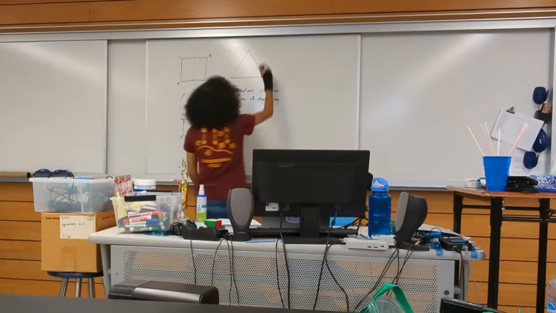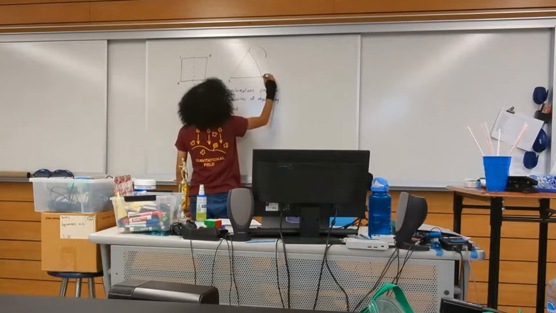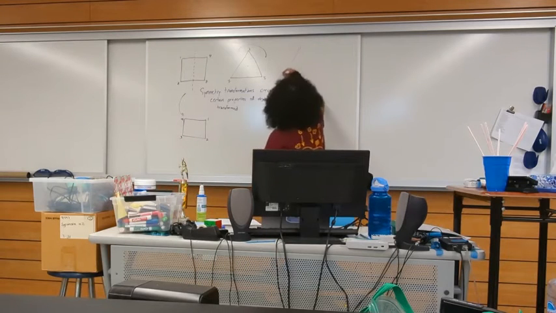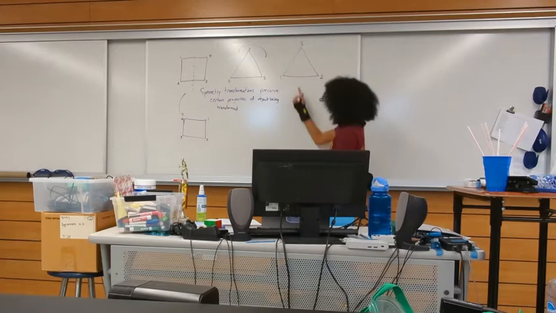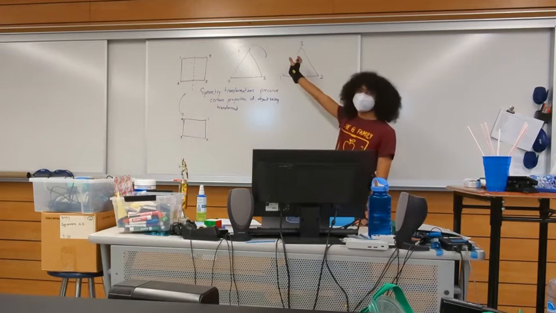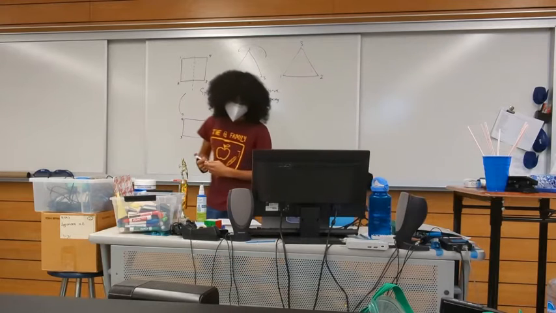Or if you rotate this triangle, so let's say it's 1, 2, 3. Okay, we get a triangle that looks like this. To invert this, we would just rotate the opposite direction. Okay.